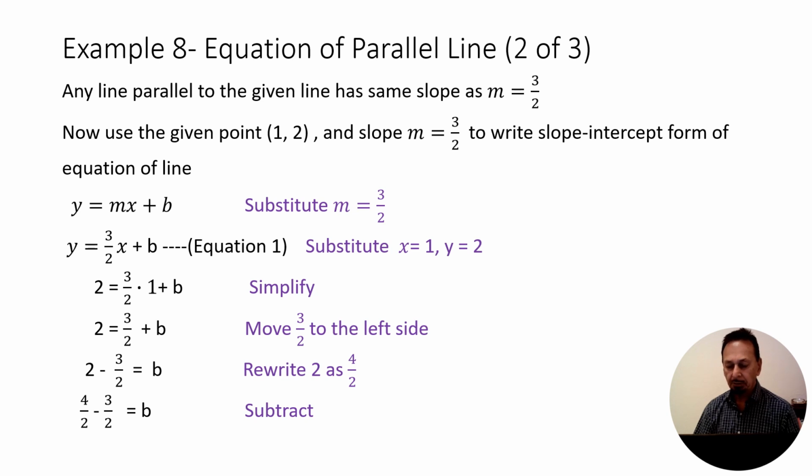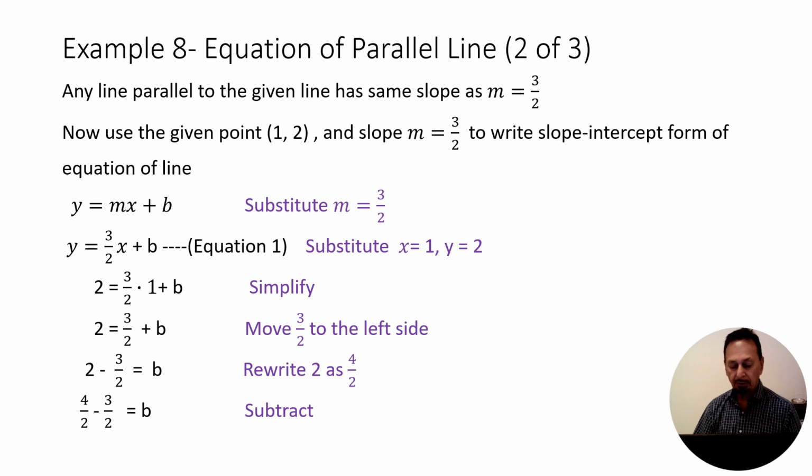To write the slope-intercept form of the equation of the line, y equals mx plus b. Now substitute the slope m equals 3/2. The equation becomes y equals 3 over 2 x plus b. Let's call this equation 1. Substitute x equals 1 and y equals 2. So the equation becomes 2 equals 3 over 2 times 1 plus b. Now simplify. 3 over 2 times 1 is 3/2, plus b, and 2 on the left side. Now move the 3/2 to the left side. You have 2 minus 3 over 2 equals b.